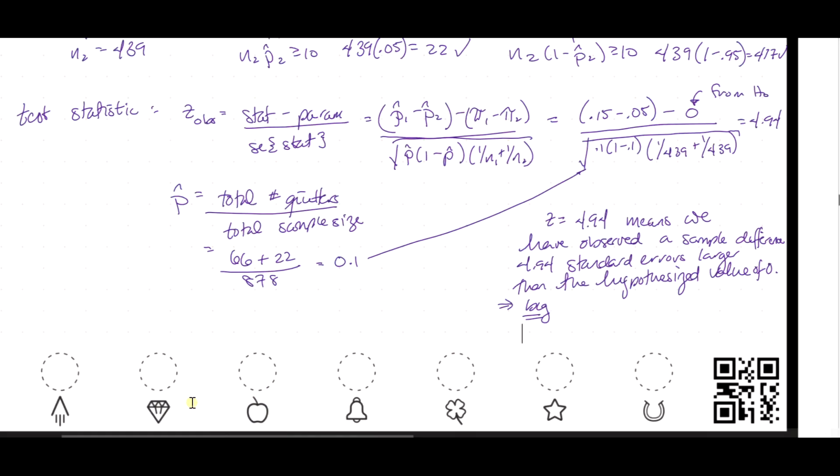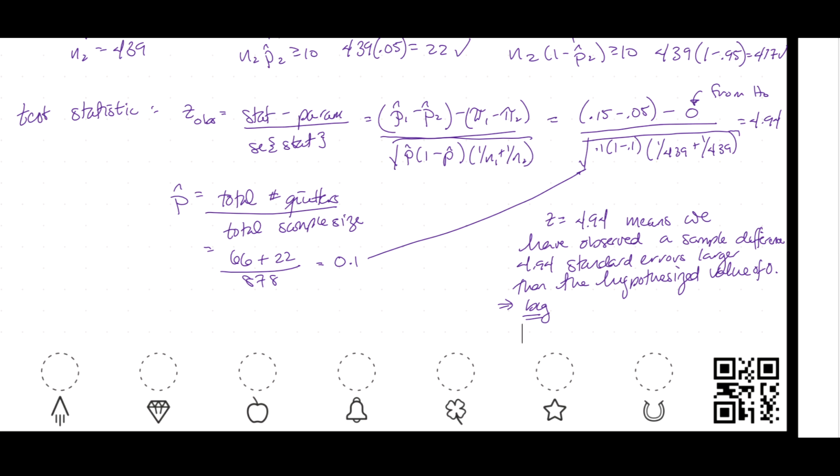This is a big test statistic. A z of 4.94 means that we have observed a sample difference that is 4.94 standard errors larger than the hypothesized value of 0. This is big. Remember, we usually look at the rule of greater than 3 or less than -3 when we're trying to identify whether we have a big standardized value, that is, whether our z or t-scores are big. And 4.94 is definitely bigger than 3.